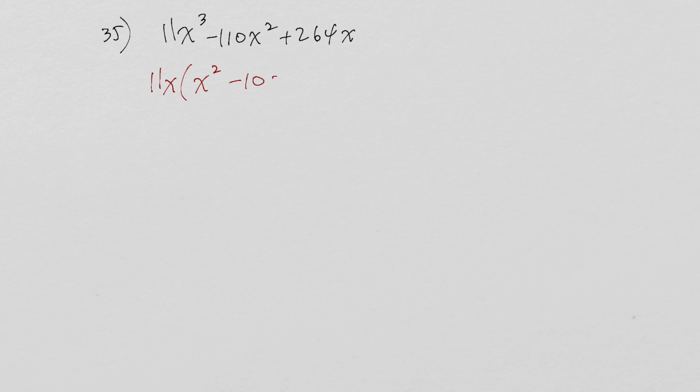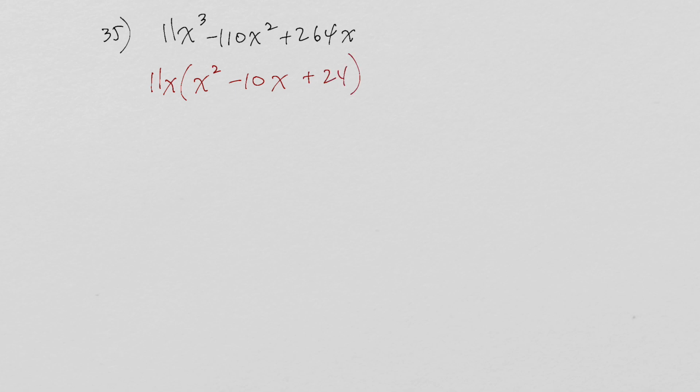Number 35, 11x cubed minus 110x squared plus 264x. Well, I can see that they're all divisible by x, and I'm going to use a calculator to see if it's divisible by 11, and it is. So I'm going to take out 11x. And that's going to leave behind x squared minus 10x plus, let's see, 264 divided by 11 is 24.